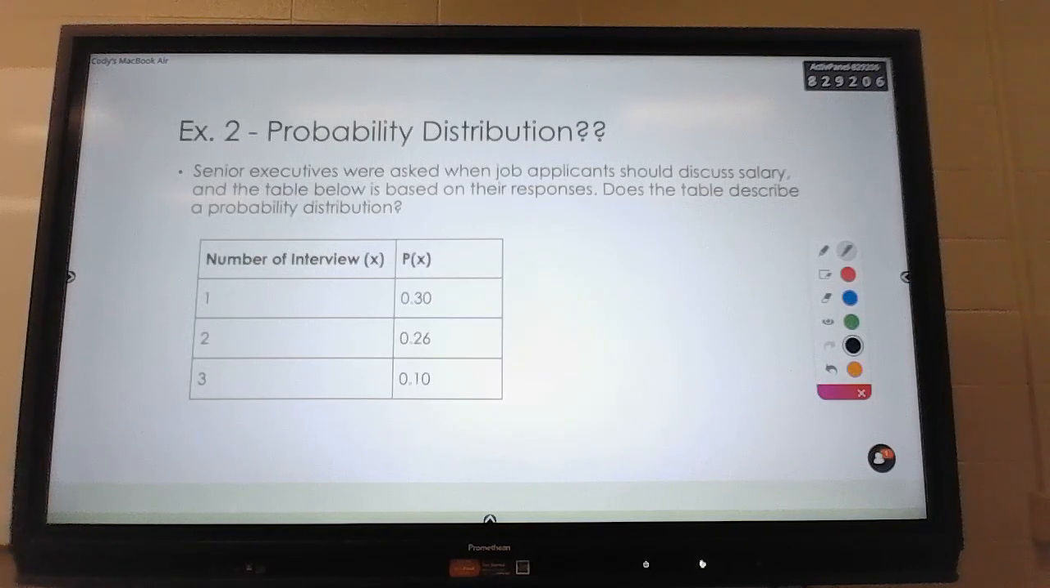Well, let's look at it. Does the table describe a probability distribution? Look, the number of interviews means that you had 3 different interviews, and I'm assuming that each of those numbers represents an interview that happened. Senior executive 1, senior executive 2, senior executive 3. But look at the probabilities here.